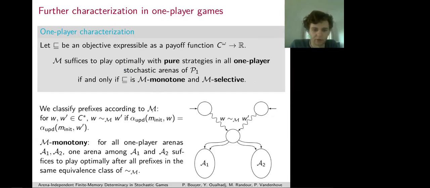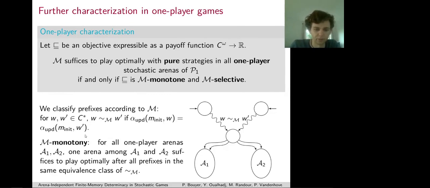So given a memory structure M, there is a natural equivalence relation we can define on the finite sequences of colors, so on the finite words on the alphabet C. Given two finite words, we say that they are equivalent with respect to the memory structure simply if they reach the same state of the memory structure when they are read from the initial state. So it's a deterministic automaton, basically, so it's well defined.